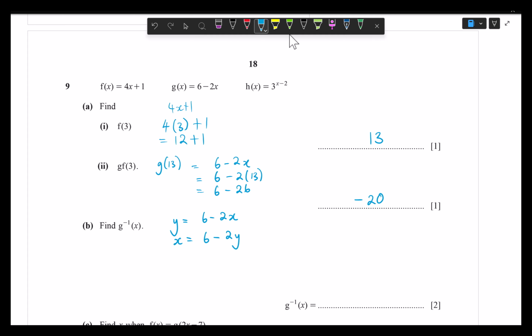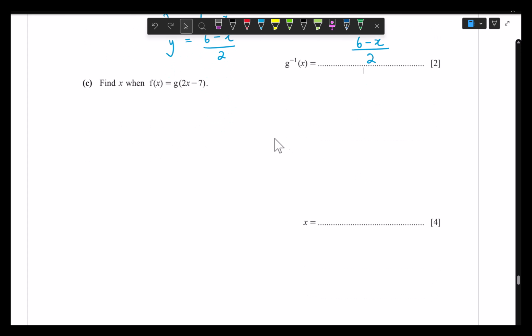Hence we're going to take 2 to this side so that it becomes a positive, and that leaves me with 2y is equal to 6, and taking x to the other side, it changes the sign. That's 6 minus x. We're going to divide both sides by 2, hence leaving me with y is equal to 6 minus x over 2. This is the inverse of g of x, that is 6 minus x over 2.